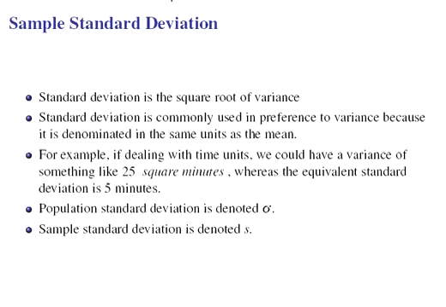The standard deviation is the square root of the variance, and it's commonly used in preference to variance because it's denominated in the same units as the mean. For example, if dealing with time units, we would have a variance of something like 25 square minutes, where the equivalent standard deviation would be 5 minutes. Population standard deviation is denoted sigma. Sample standard deviation is simply denoted S.